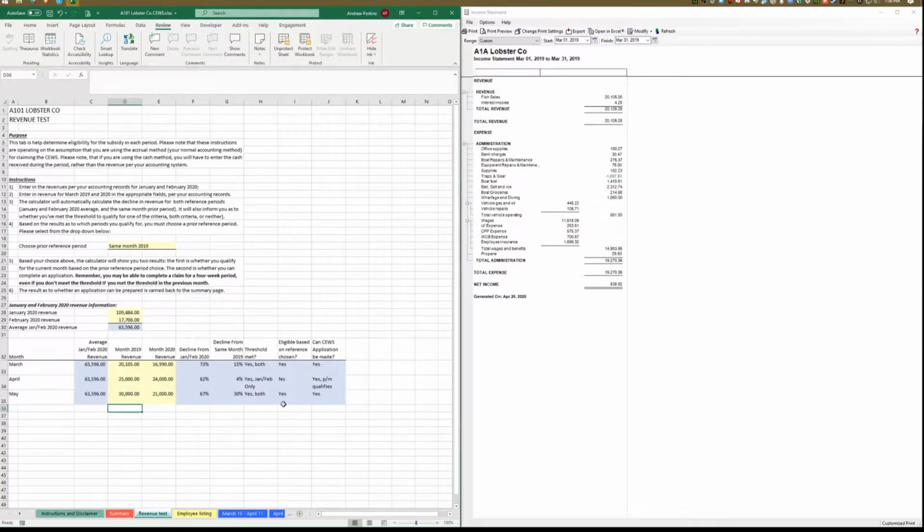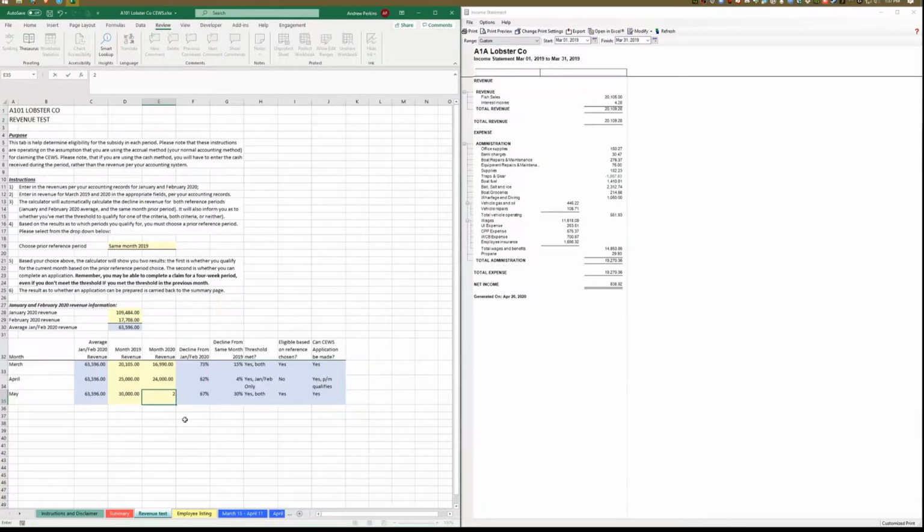Are we eligible based off of the reference period chosen? Yes. And can an application be made? Yes, because they've met. Now, we'll just quickly change some of these numbers to kind of highlight the fact why you might want to use some hindsight. Again, we've chosen the same month prior period. We already know in April that they don't meet the hurdle, but they do qualify only because of the prior month. Now, May, under this example, they are qualifying simply because they met the 30% threshold.